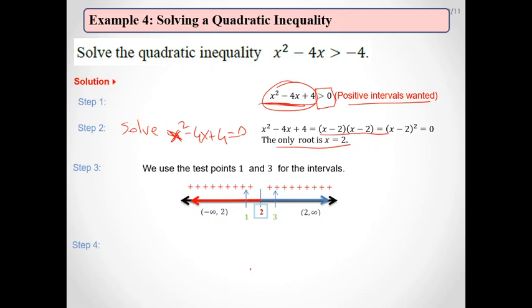Okay, now positive intervals wanted, but there is no equal to case here. So if this is the no equal to case, then we don't take this 2. 2 not accepted.